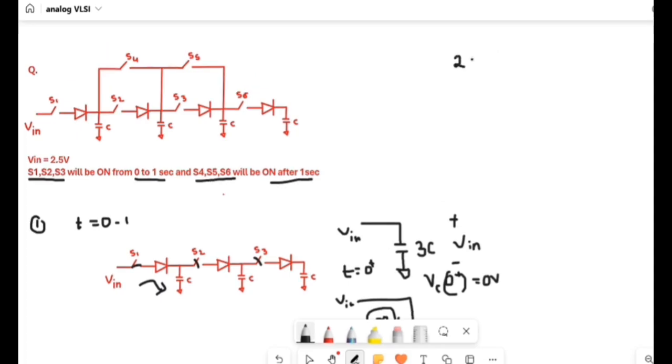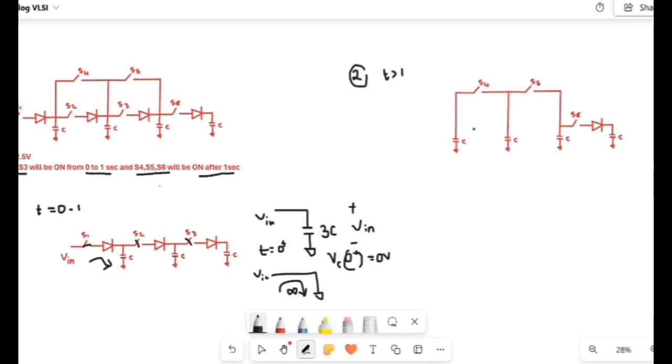Now let's see the second one. When t is greater than 1 second, what will happen in the circuit? Let me redraw the circuit. The voltage drop at C, as we discussed earlier, the Vn voltage will be dropping here at the C, so it will be 2.5 volts as given in the question. The same voltage will be here also, 2.5, here also 2.5.